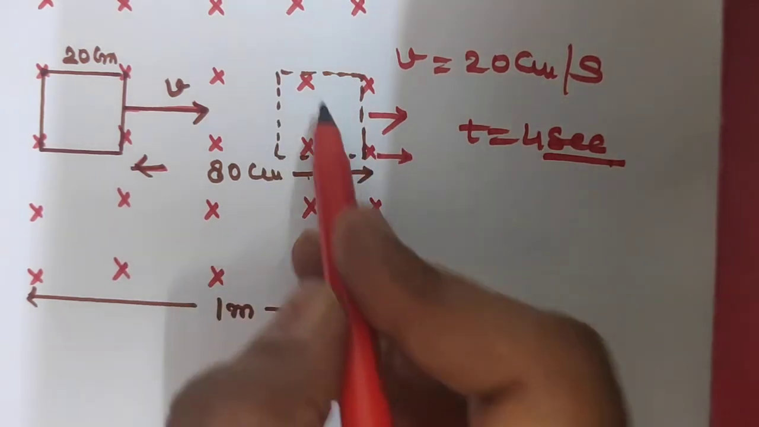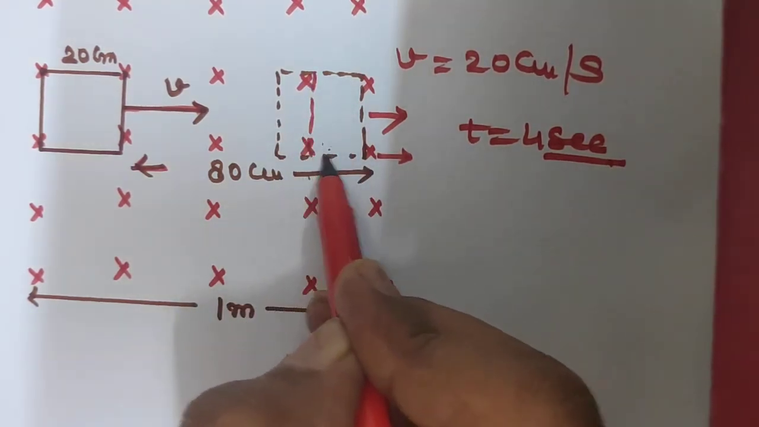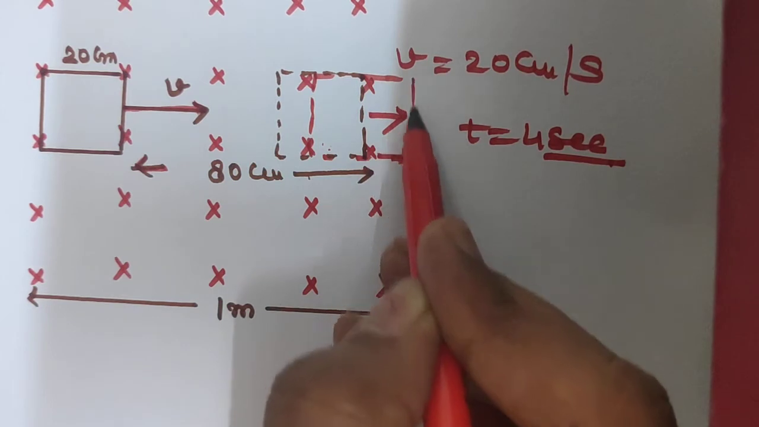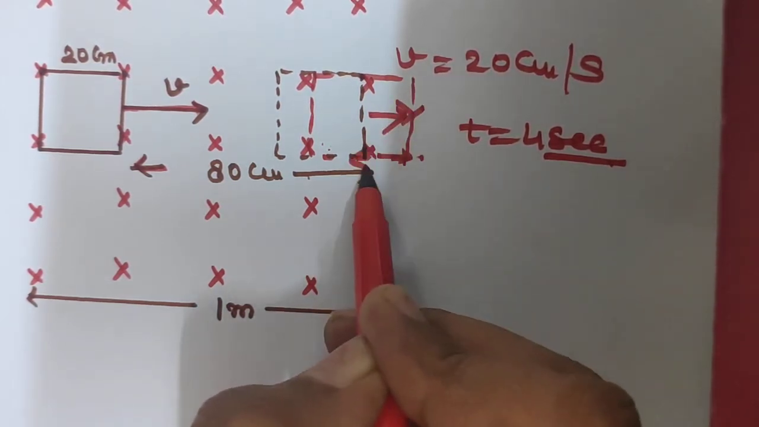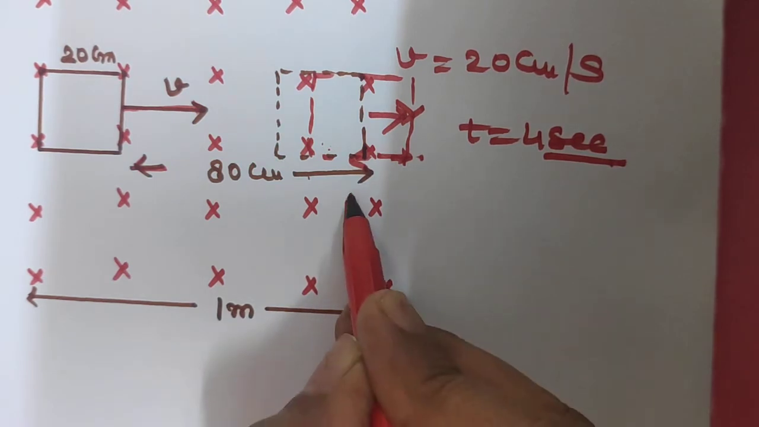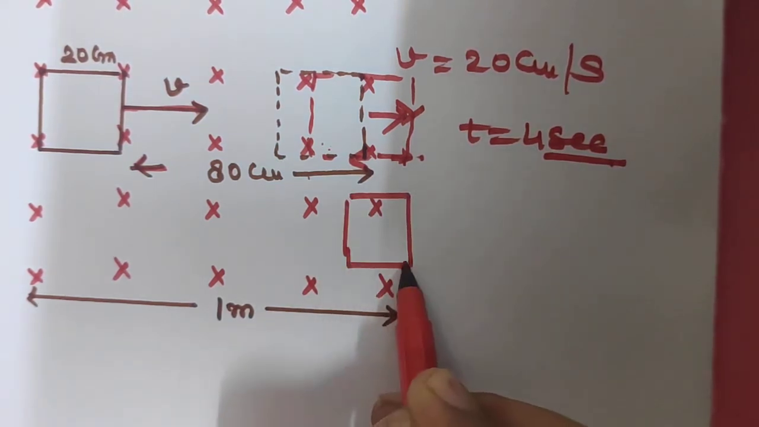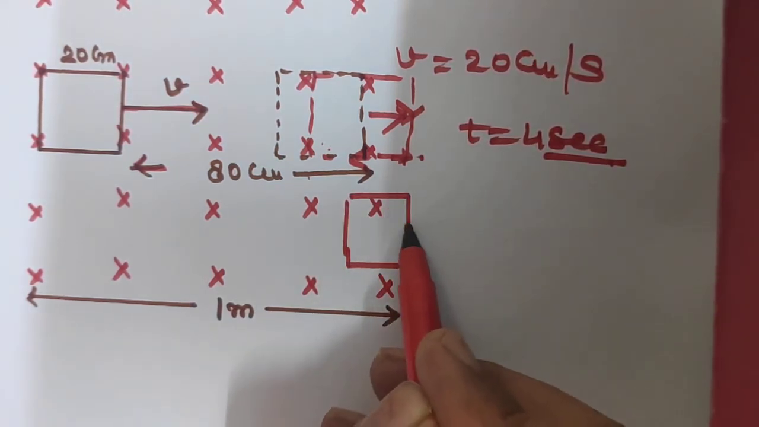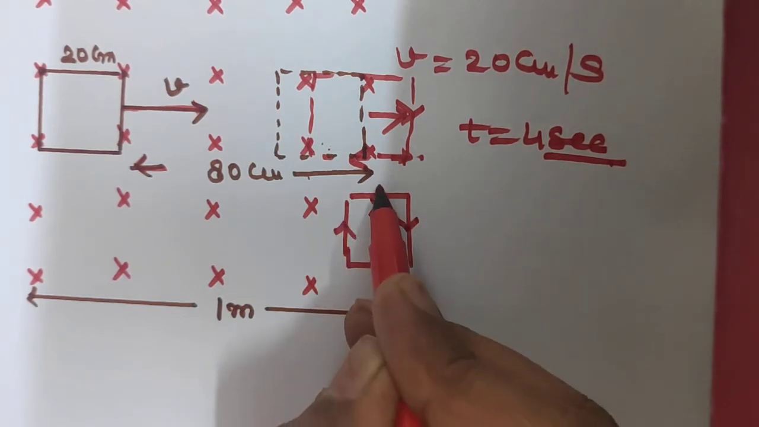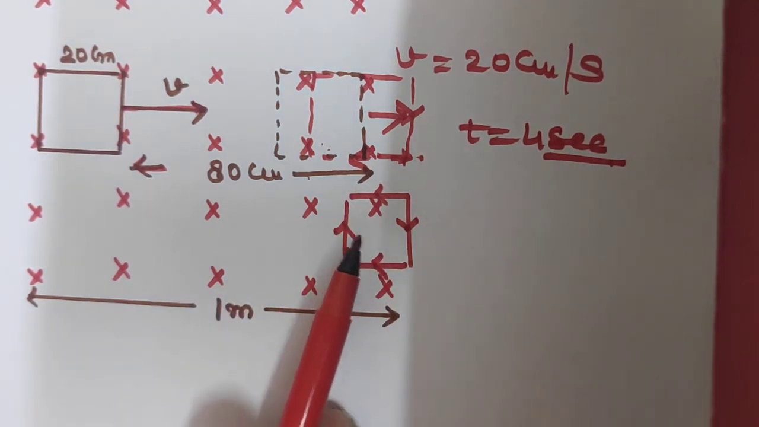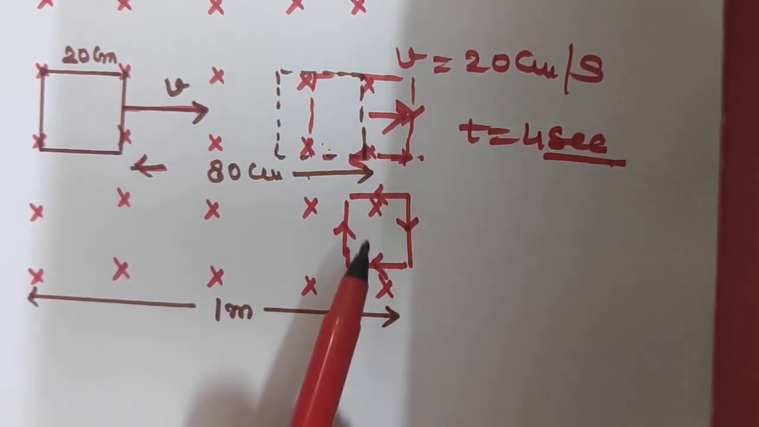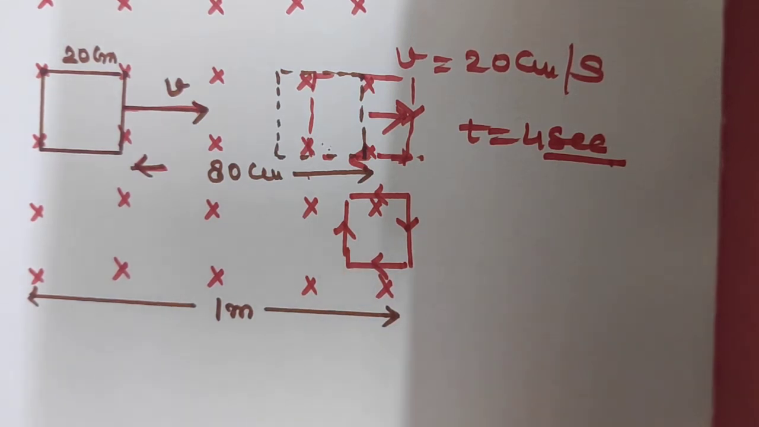So when it comes out like this, the direction will be clockwise, like this. We can draw it clearly here. If this is a loop and it is coming out, then the direction of current will be this, because the top face will be south and the lower face will be north.